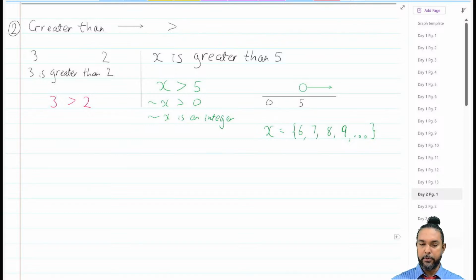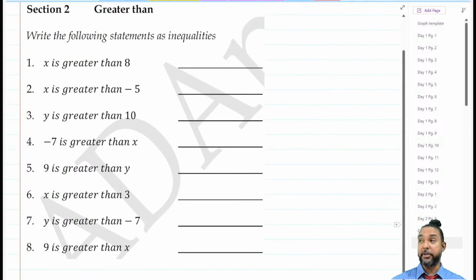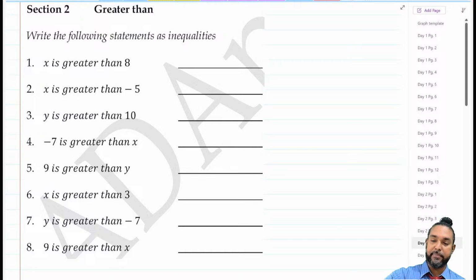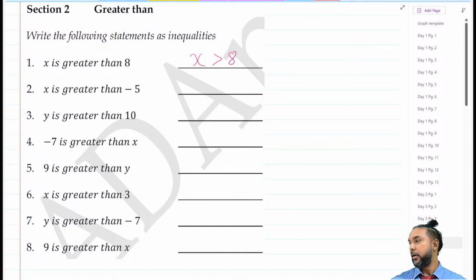Okay, so we're going to go to section 2 now. Section 2 on the printer that you have there has greater than. So this is writing out the inequality statement. Same thing, right? X is greater than 8. So all I'm going to do is put x greater than 8. I want you to finish from number 2 to number 8 in this section here for me, and then we'll go on to the next set of notes.